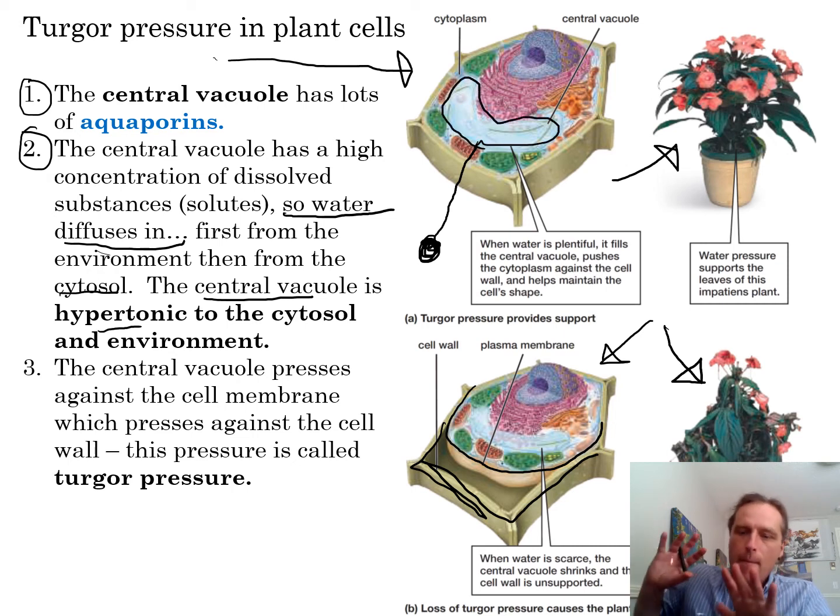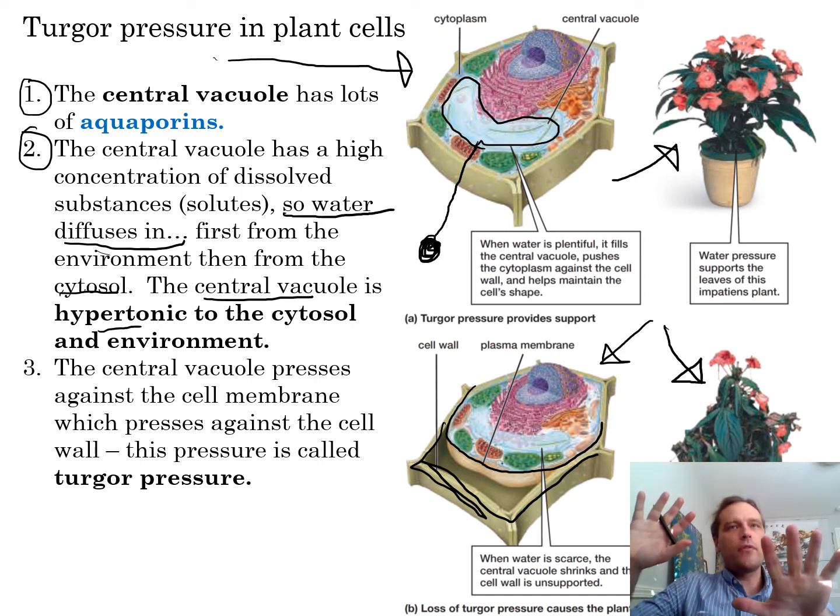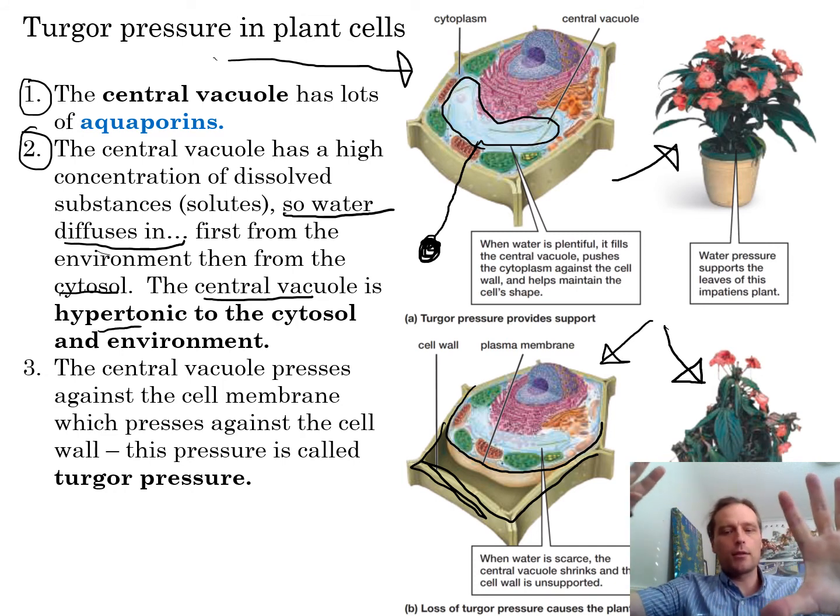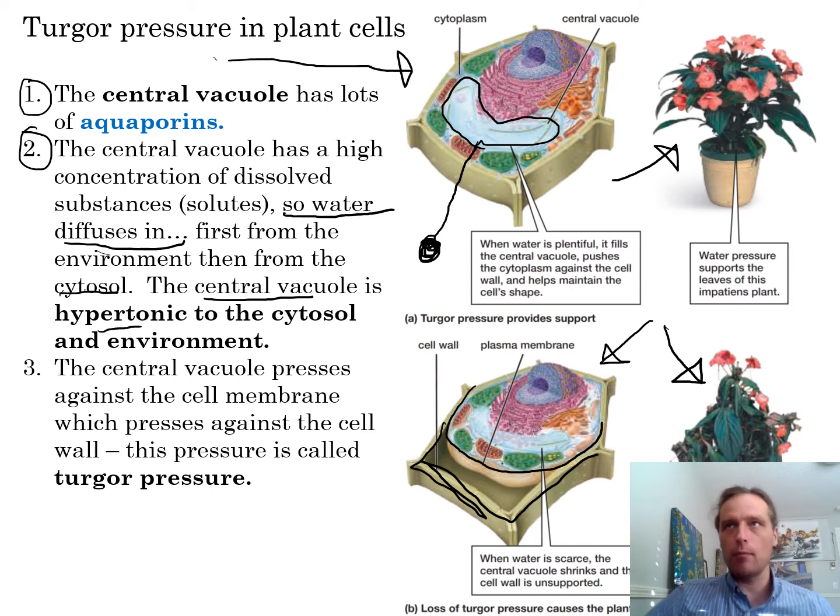The central vacuole pushes on anything around it, and eventually starts pushing on the cell membrane and then the cell wall, and that puts pressure on the cell wall. That's called turgor pressure.